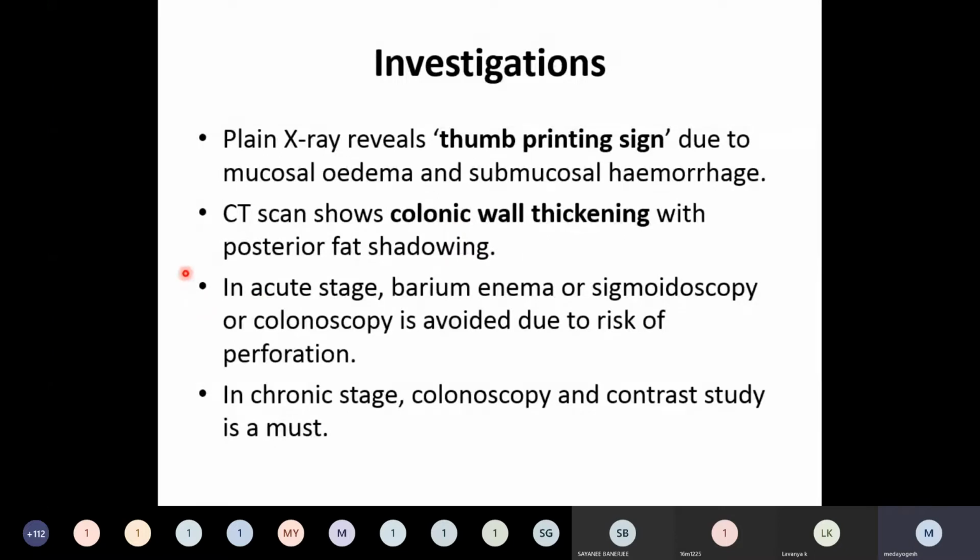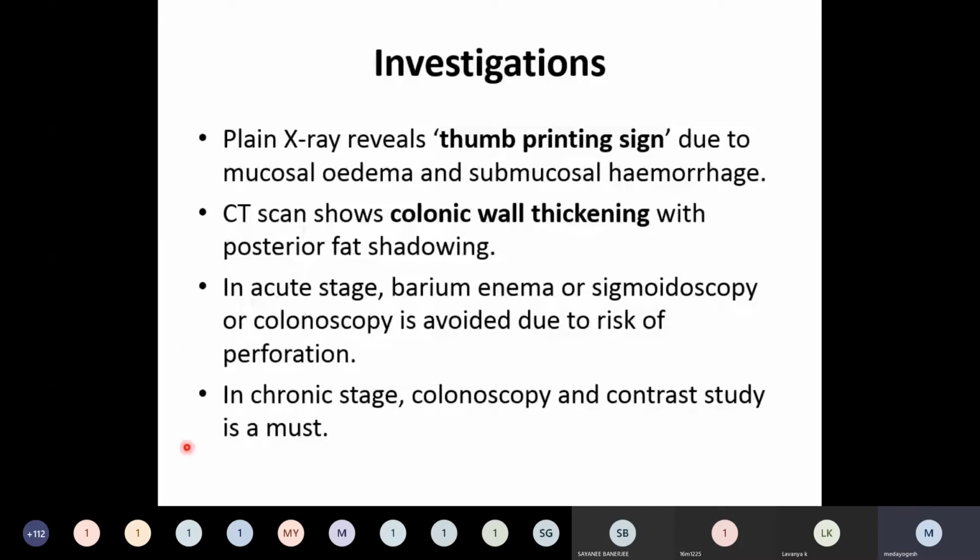And ideally in the acute stage, colonoscopy or sigmoidoscopic examination, or for that matter barium enema, is not recommended, because we don't know the thickness of the ischemia and whether it has got any gangrene or compromised blood supply. So in order to avoid the risk of perforation, these procedures are not recommended.